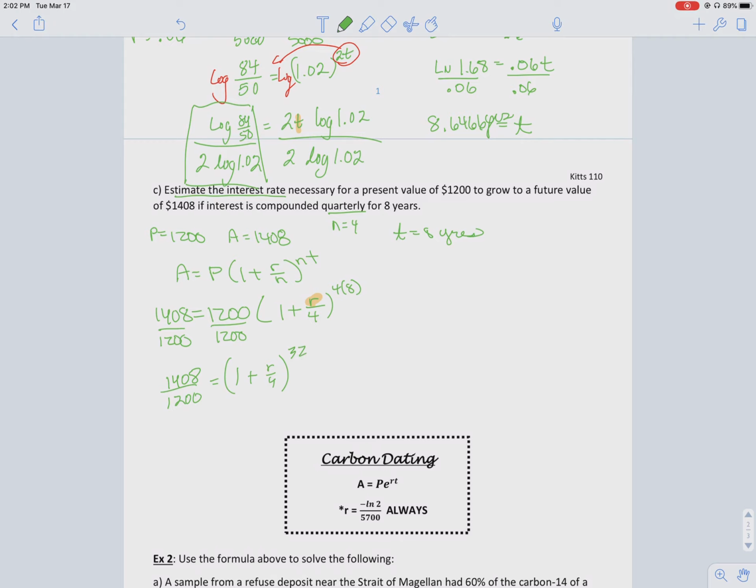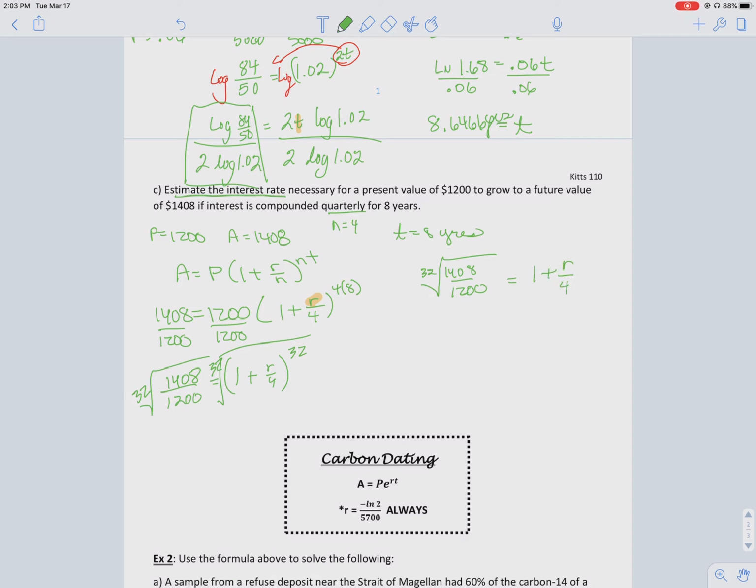All right. So here we're going to get a little fun. We need to get rid of my 32nd power. Now remember, if I had something to the second, remember how I get rid of that? Take the square root of both sides. So we are going to take the 32nd root. I know that's crazy, but we're going to take the 32nd root. And when we do that, this is what we're going to wind up with. The 32nd root of that is going to be equal to my 1 plus R over 4.